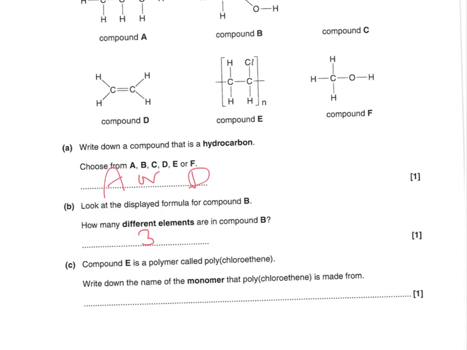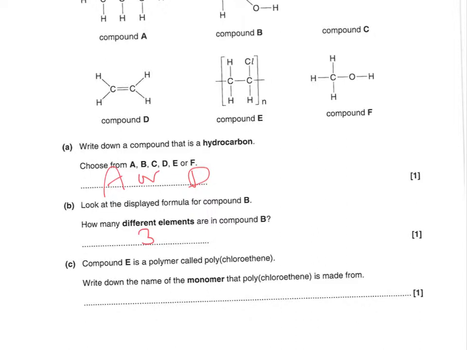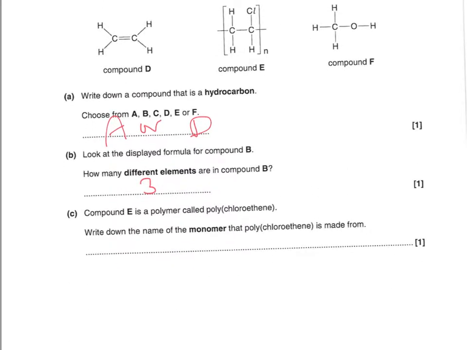And then compound F is a polymer called polychloroethene. Write down the name of the monomer that polychloroethene is made from. So to work out the monomer, all you have to do is take out the poly from there. So the name of the monomer is chloroethene.